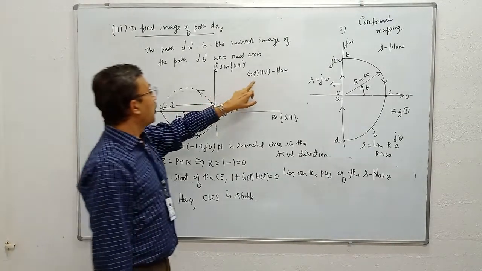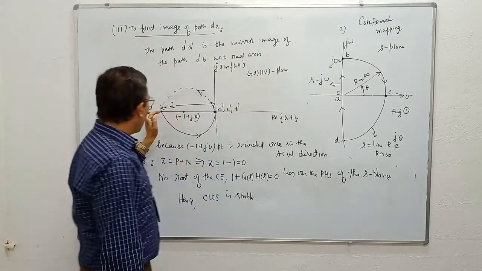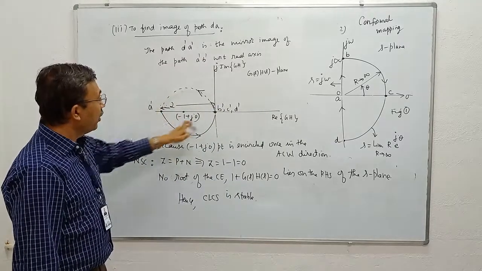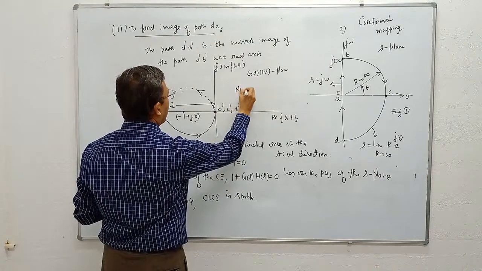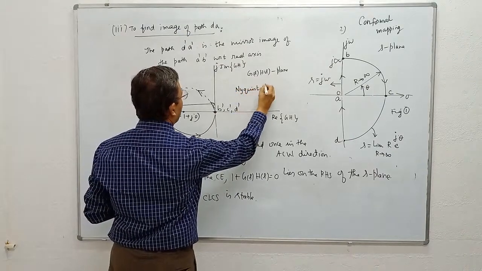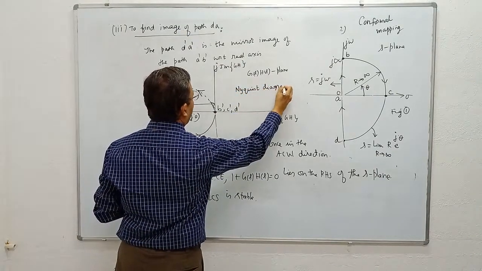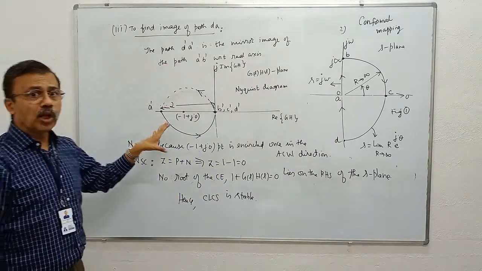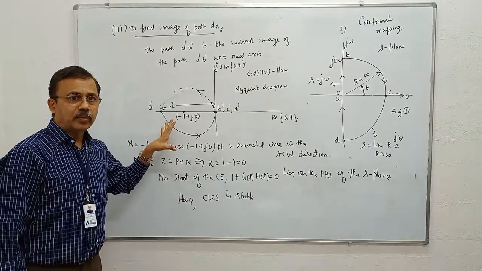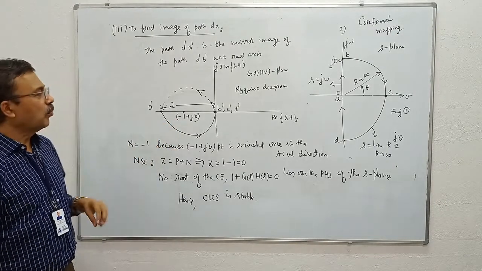Correct? Mentioning of the planes is very important. The arrow directions are very important in this Nyquist diagram. This diagram is called Nyquist diagram. The basis for this Nyquist diagram is the polar plot.